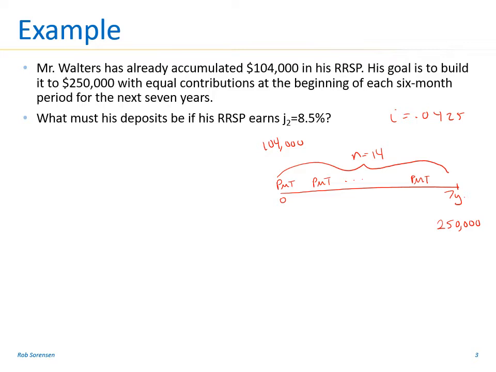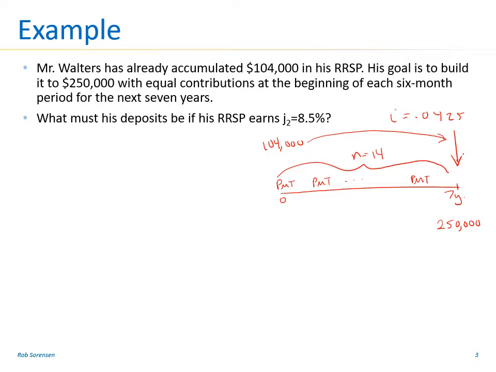Does that mean that he only has to save the difference? Let's see, 250 minus 104 would be 146. So that would be what we'd use for the goal? Almost, but not quite. If you did that, you forgot about the time value of money for the 104,000. If I'm making this my focal date down here, the 104 is actually going to keep earning interest, isn't it? There's no reason why the money he's already got in the bank shouldn't earn interest as well.